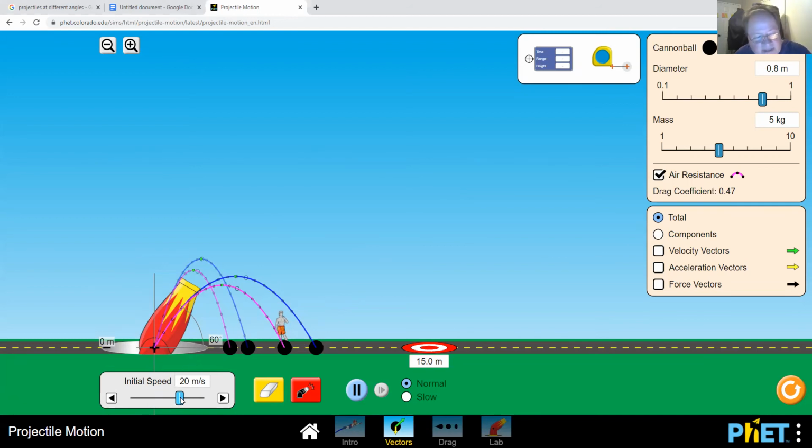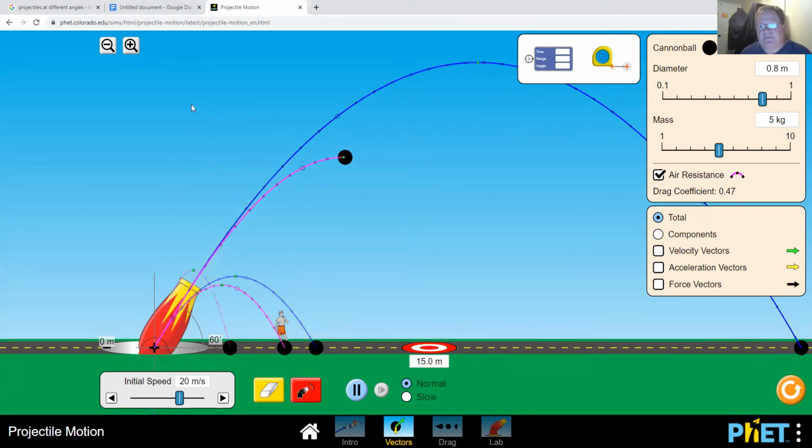Let's crank this up. Let's say we're at 20 now. All right, I'm going to turn air resistance off, but you'll see the exact same effect. Nothing really changes here. What's your prediction? When I do turn on air resistance, what's going to happen now? Let's see. Again, with air resistance, you don't go as far. Your range is shorter and your height is shorter. This is true for every single projectile.